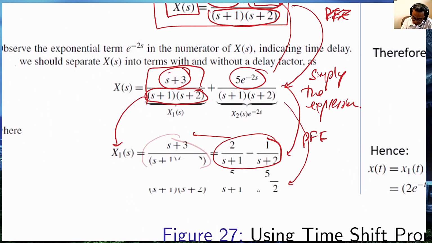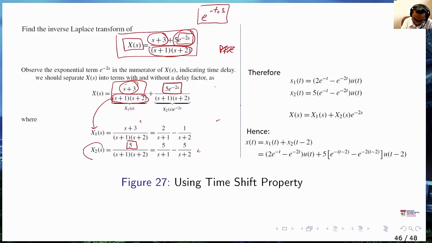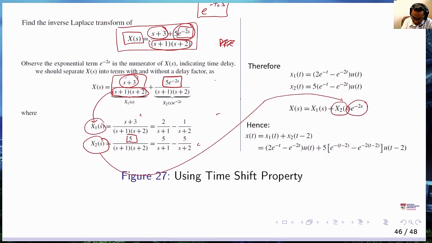However, notice that the expression on the left has 5e to the minus 2s, but here we're only dealing with 5, because later on you'll realize that we are interested to exploit the e to the minus 2s term. How do we do that? Well, X2(s) will have this term, X2(s) e to the minus 2s. The X1(s) is this one.